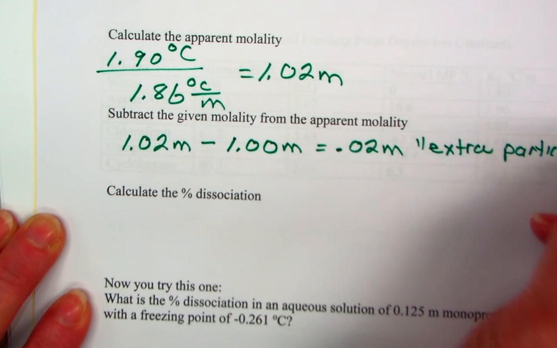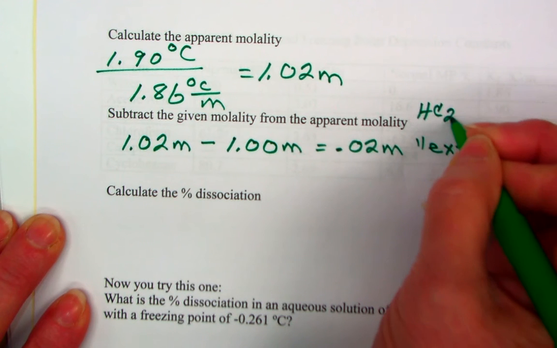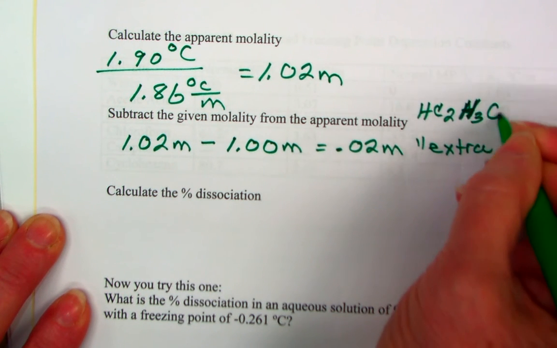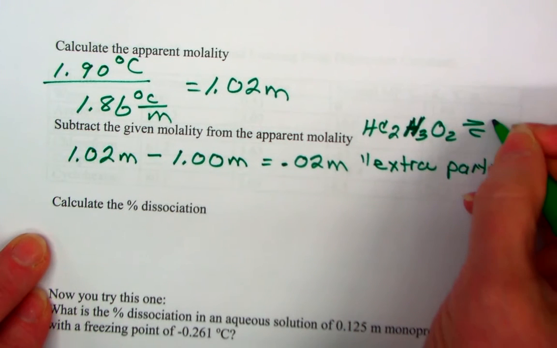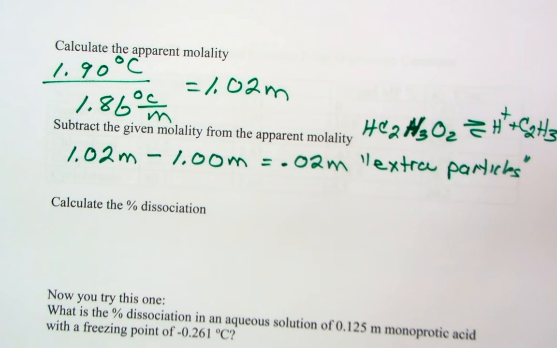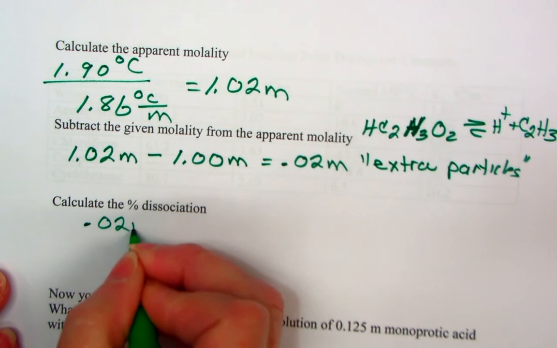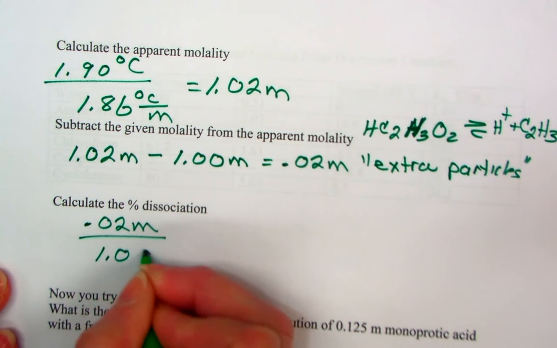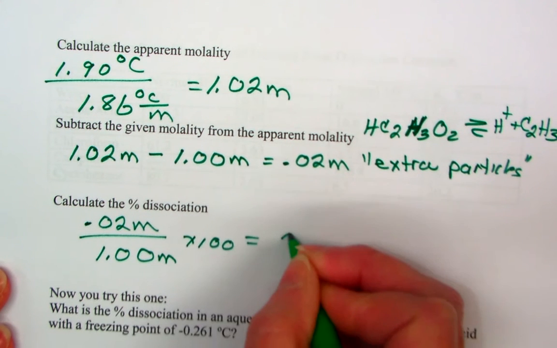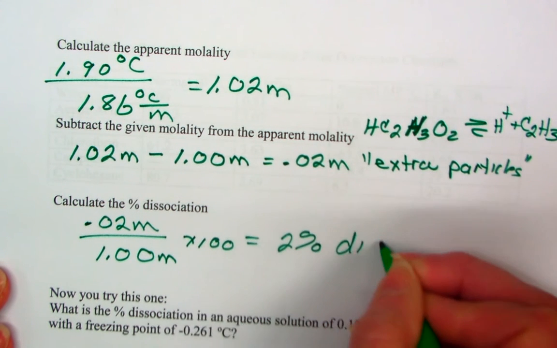So if you think about it, that acetic acid has dissociated a little bit. That's not an N, that's an H. It's dissociated a little bit to give us that proton plus the acetate ion. So we get one extra particle for every molecule that broke apart. Now, if we think about this, I have 0.02 molal of extra particles divided by my original concentration, 1 molal, times 100 is 2% dissociation.